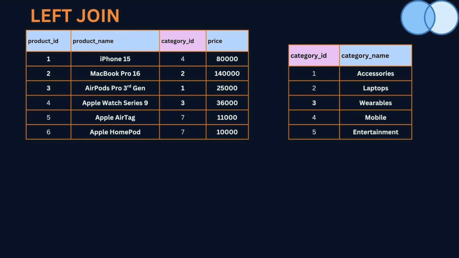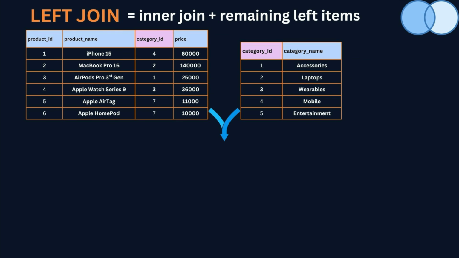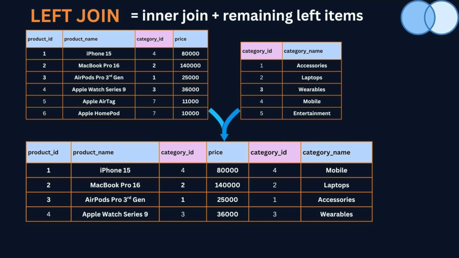So these are the two tables that we have started with, the products table and the categories table. The concept of left join is very simple. It's basically the combination of inner join plus all the remaining items from the left table. If you look at the result of an inner join, we know that these four rows are the result of an inner join.